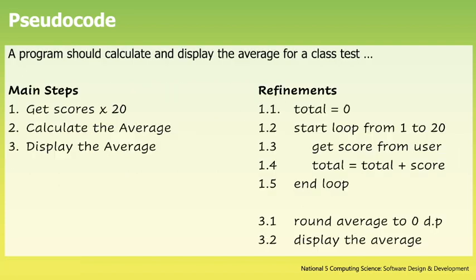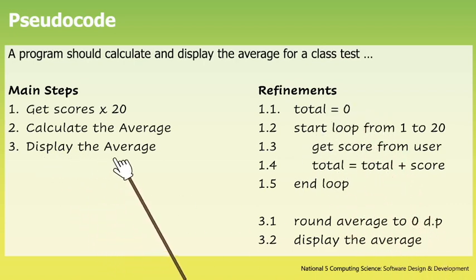So here we have our program again. We're looking to calculate and display the average for a class test. Our main steps are getting the scores 20 times, calculating the average and displaying the average. So to get our scores, we're going to set the total to 0. We're going to start a loop that goes from 1 to 20. We're going to get the score from the user. We're going to add that score to total and keep it in total, and we're going to loop round.